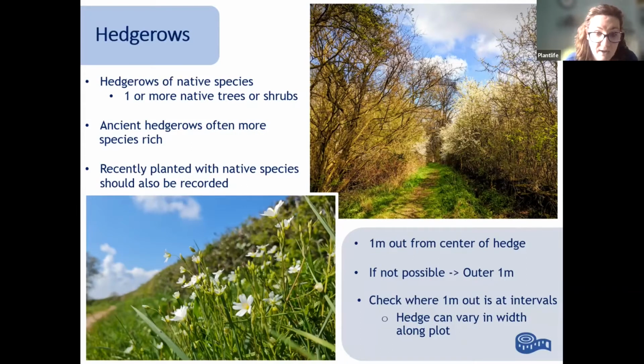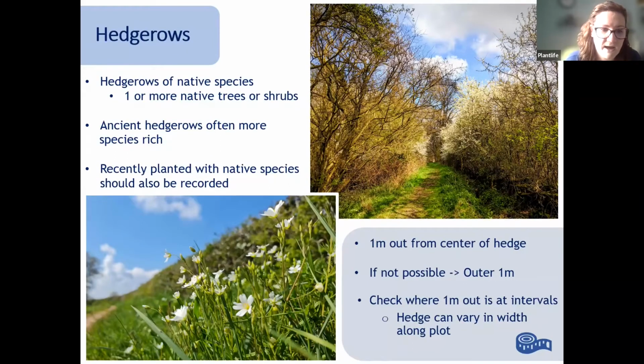As a tip here, I would say that as you lay your hedgerow plot, it is just worth checking that 1 metre width just from the centre of the hedge at intervals, just as I mentioned previously, as you're going along. Don't just place that 1 metre marker at both ends of the plot, but double check as you're going along placing that plot, because the width of the hedge can of course vary along the length of your plot.